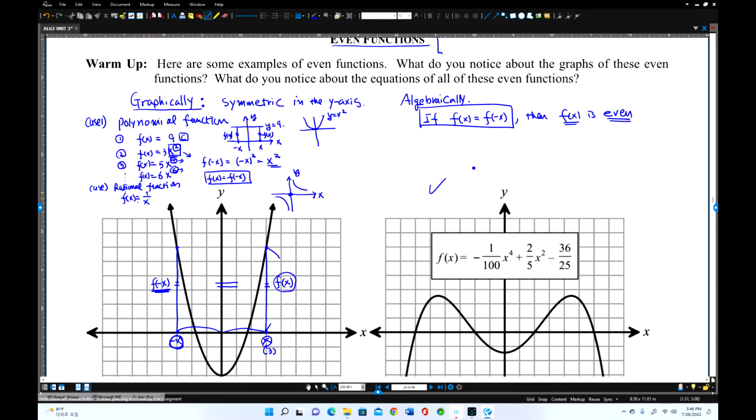But if we have this one, 1 over x squared, what is that? Now the 1 over x squared graph looks like this.